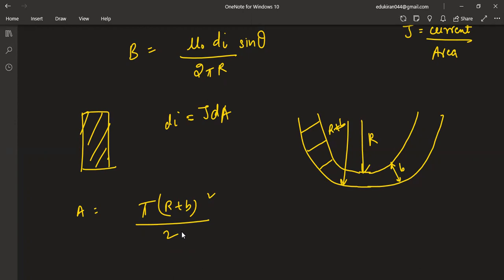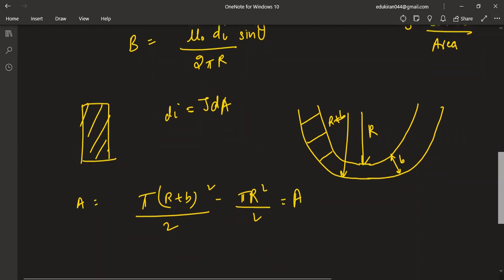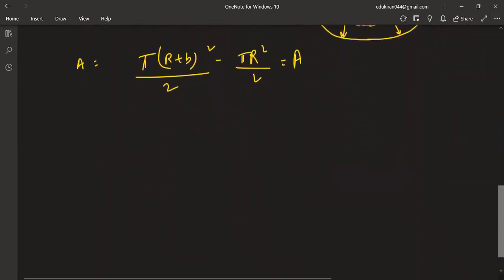Pi r square you take for a circle. So pi r square by 2. This is it, minus pi r square by 2. This is what you will take. So this is what exactly is your area, which you have to use in your questions.